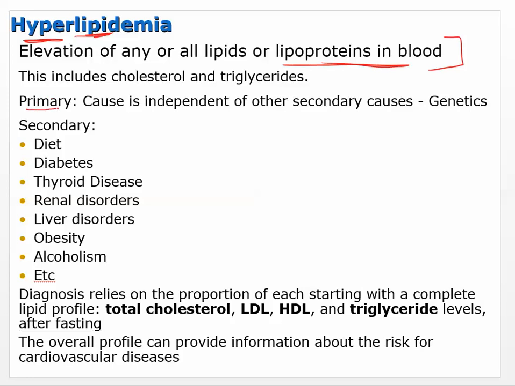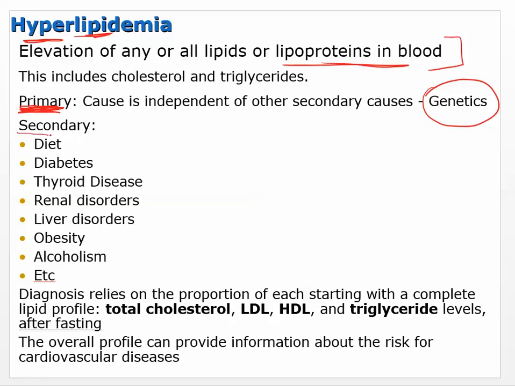When we're talking about primary causes of hyperlipidemia, it's independent of other secondary causes. Generally that's what we term genetic. You're just leaving more lipids in your blood for whatever reason. We'll talk about some of those reasons.